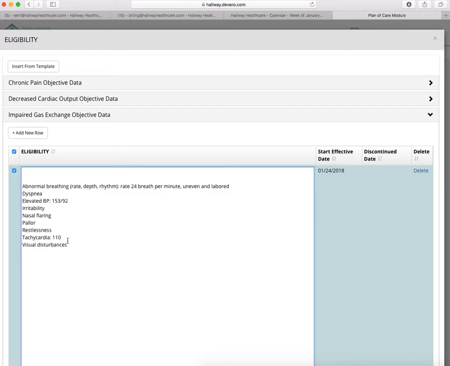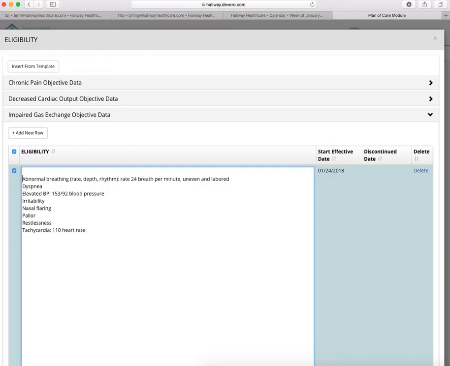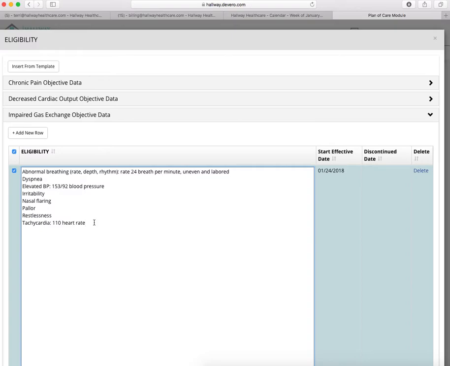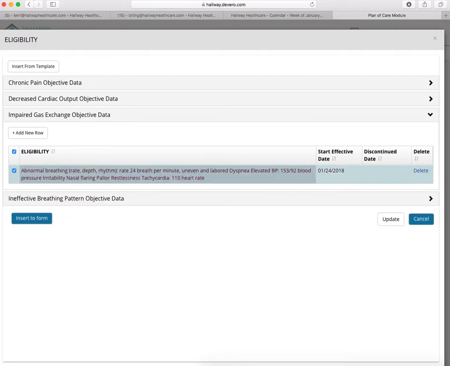So he was tachycardic at a 110 heart rate. I also probably should put blood pressure after this. Did he have visual disturbances? No. Okay. And then, of course, any other objective data I would like to add, I can.